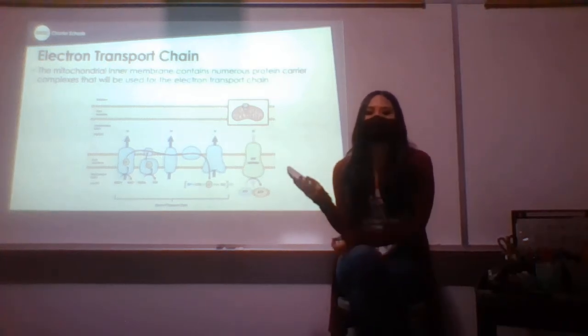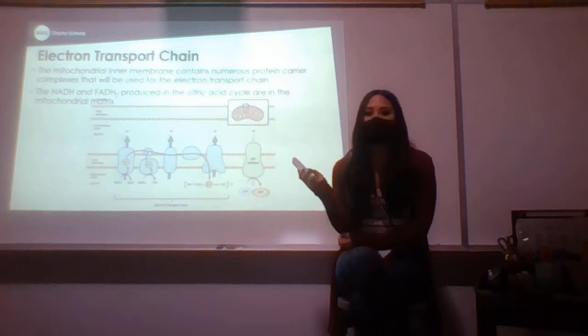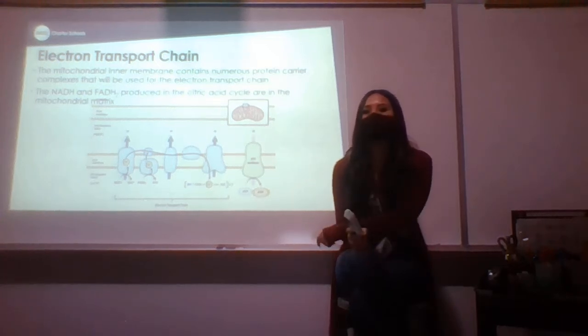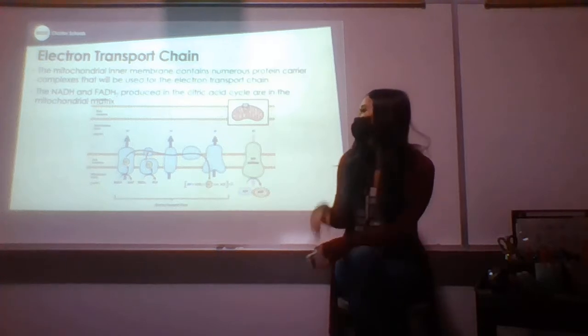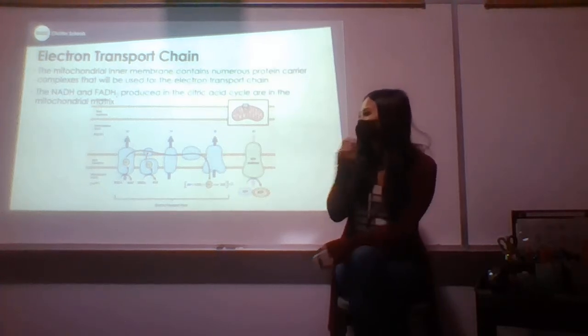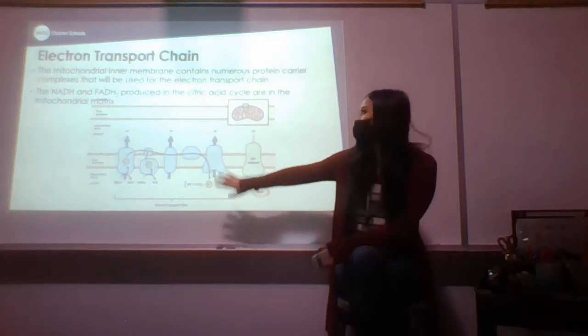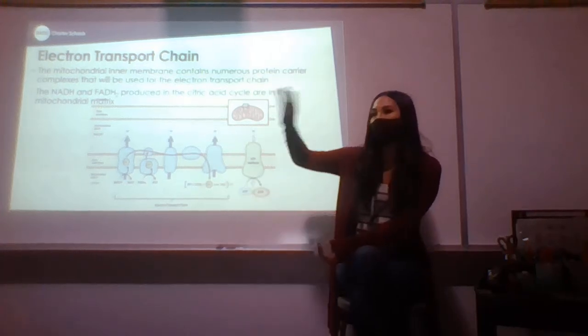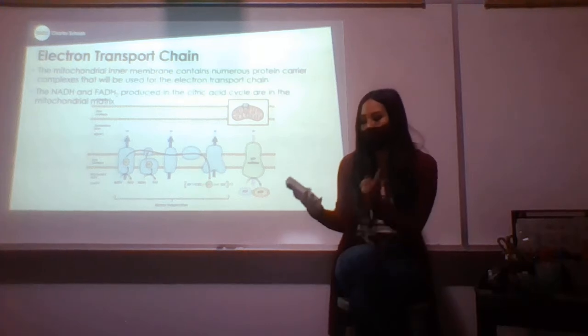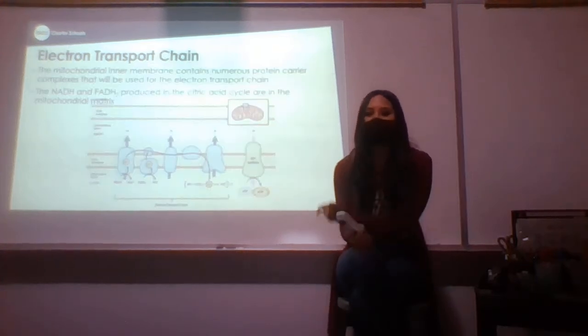Okay, so also NADH and FADH2 that was produced in the citric acid cycle are in the mitochondrial matrix. So that's in the middle, right? Because that happened in the matrix, so that's on the inside of the inner membrane. So remember that.